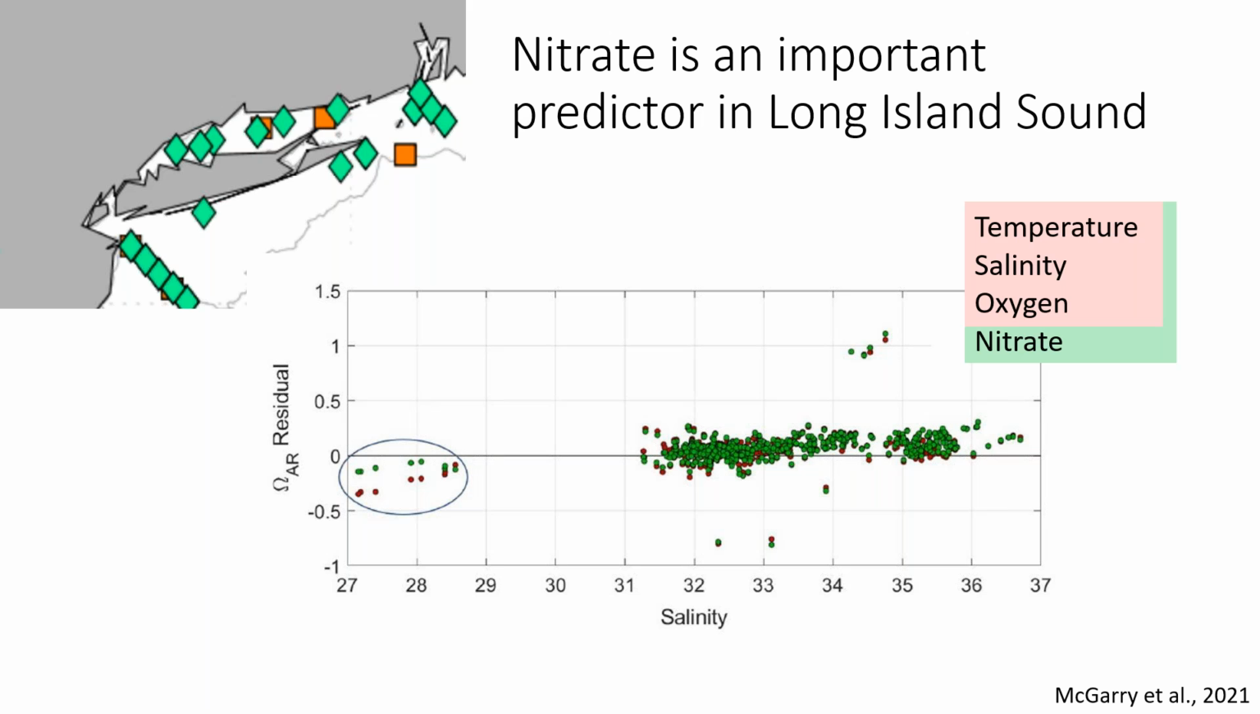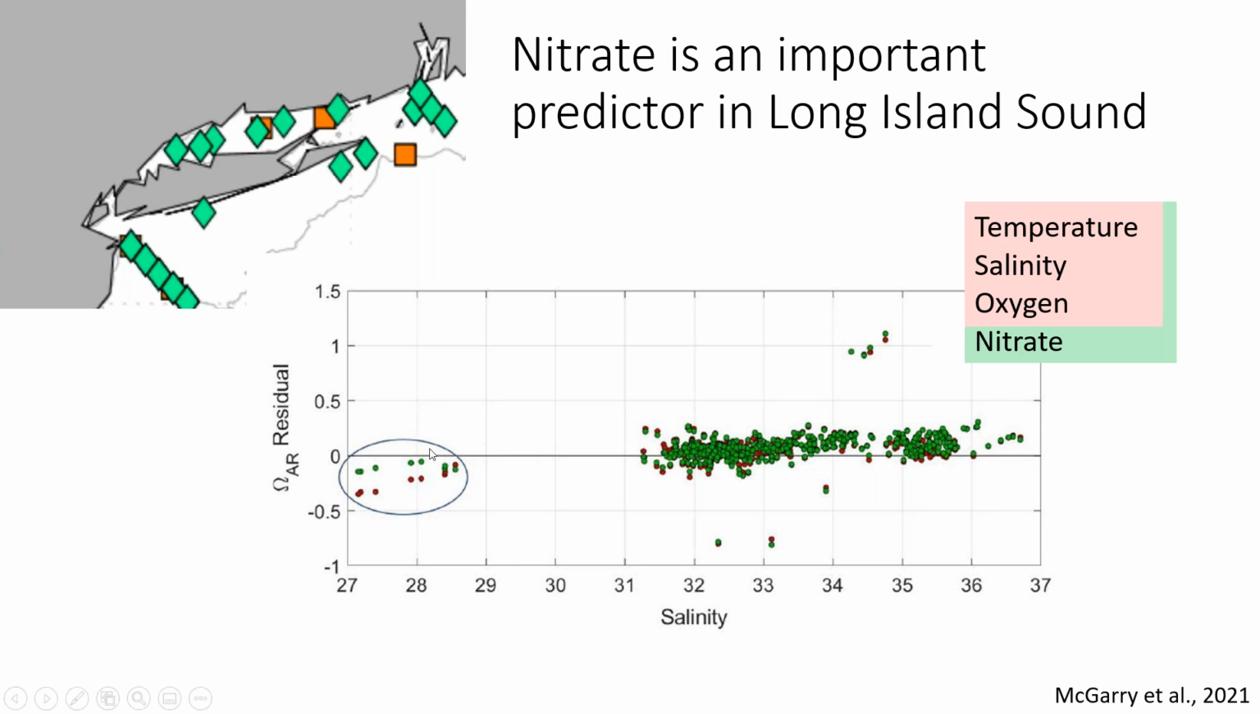So here the residuals of aragonite saturation state are plotted, the estimate minus the observed. So values closer to 0 indicate better model performance. And they're plotted against salinity on the x-axis. So the low salinity values in Long Island Sound stand out to the left. So the model using temperature, salinity, and oxygen, which is plotted here in red, underestimates aragonite saturation state in Long Island Sound.